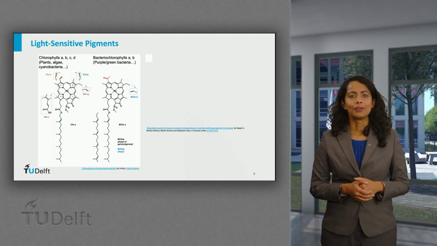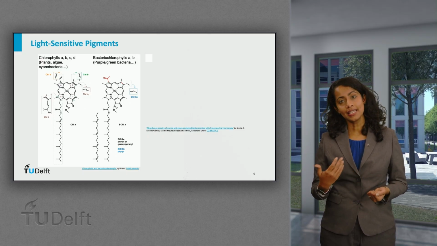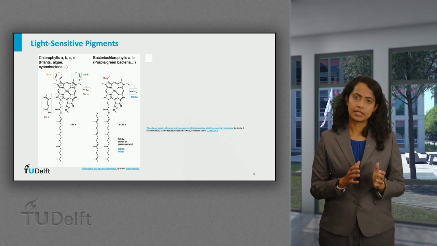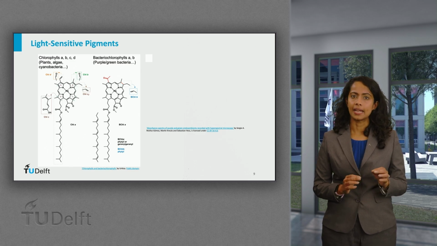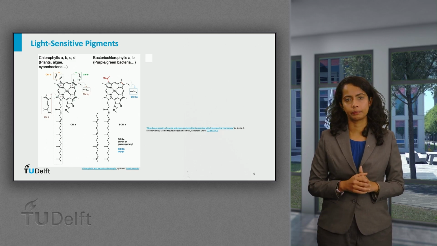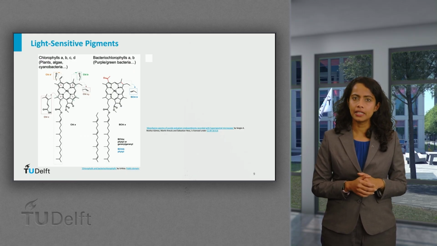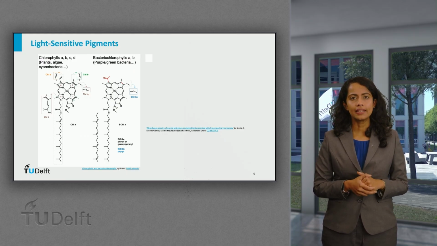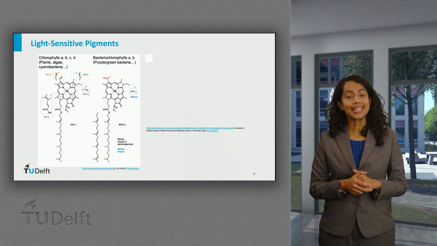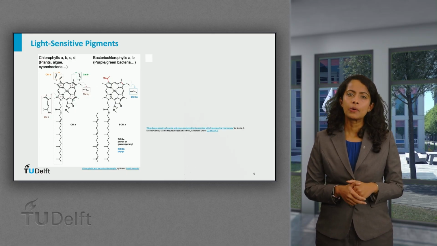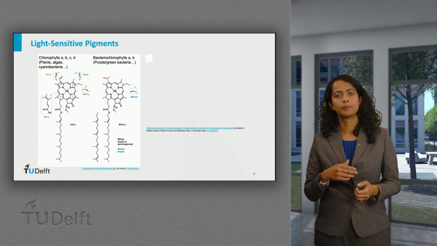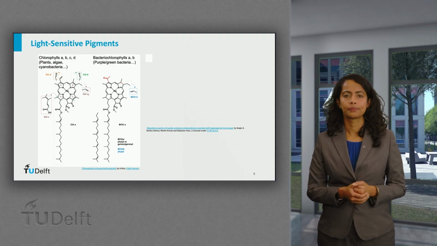Chlorophylls are commonly found in plants, algae, and cyanobacteria, while bacteriochlorophylls occur in purple and green bacteria. Although their core structures are similar, variations in their side chains lead to distinct absorption spectra, allowing different organisms to absorb light at different wavelengths.